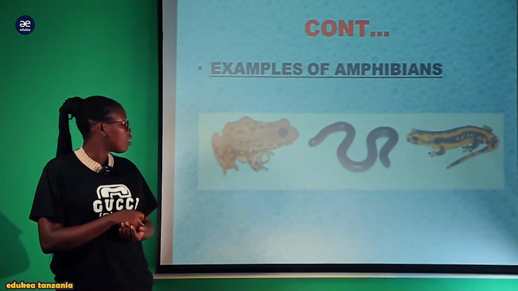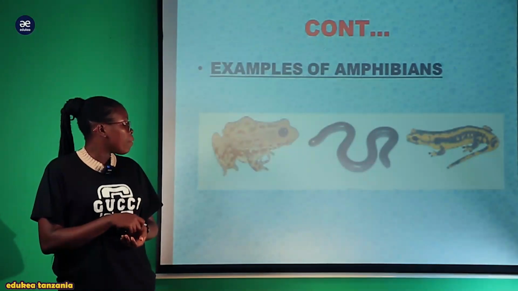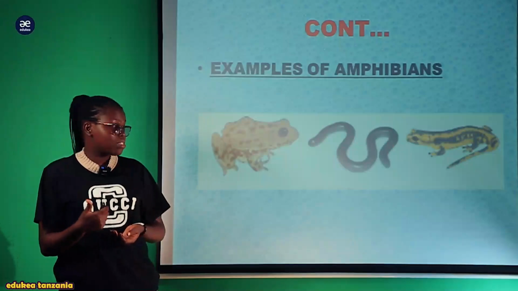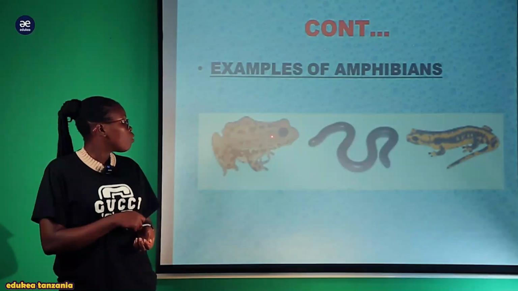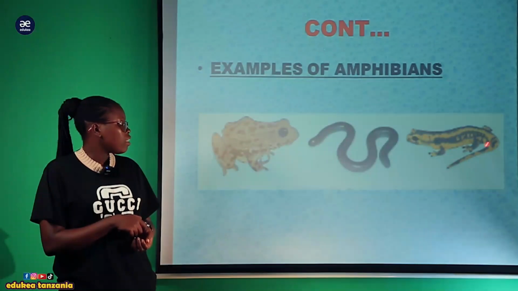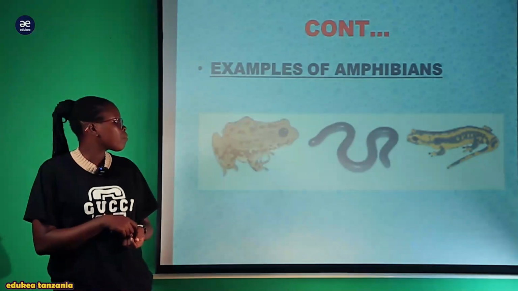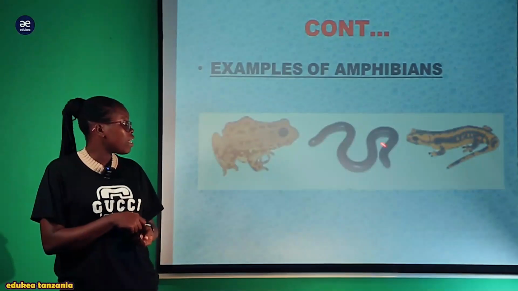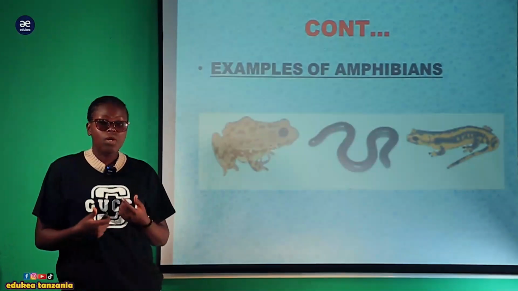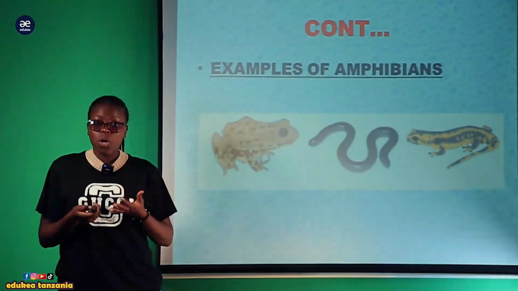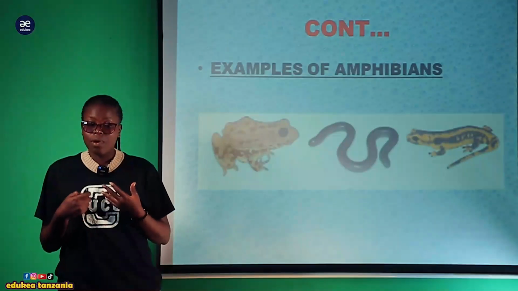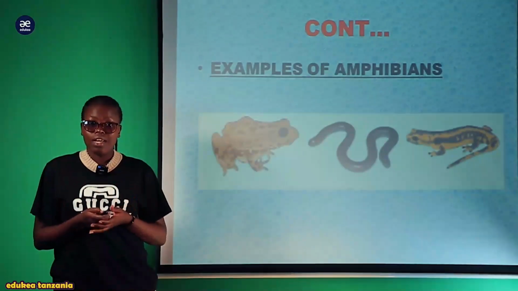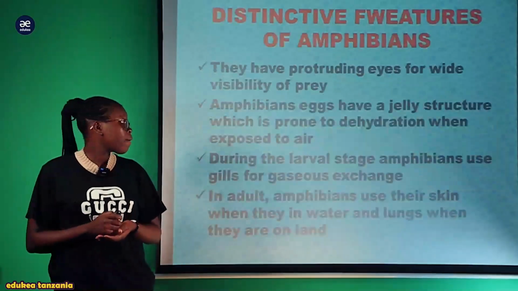Example ndio hapa tunaona hapa hivi. Huyu hapa ndio caecilian ambaye ni limbless. Alafu huyu hapa ndio frogs, and this one also the amphibia ambayo ni colored one. So as you see here, this is one, huyu hapa ndio salamander, huyu hapa ni caecilian, huyu hapa ni frog. Those are the examples of the members of animals which are found within the class amphibia.